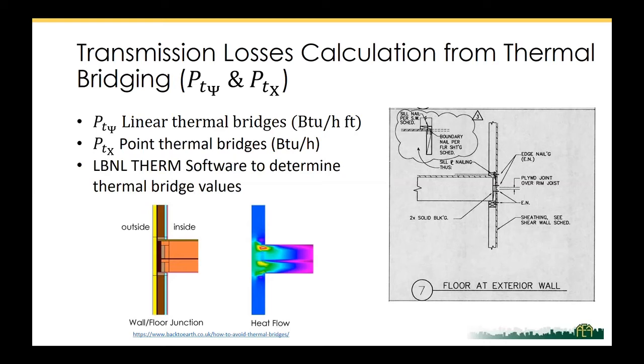And then we also look at point thermal bridges where our single points, they're literally just points. Like that could be a nail, that could be lots of things, a connection. They don't have a distance. They don't have distance factored into it, where linear thermal bridges do, and you have to multiply them by the distance of the thermal bridge.